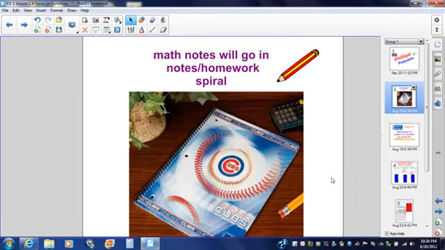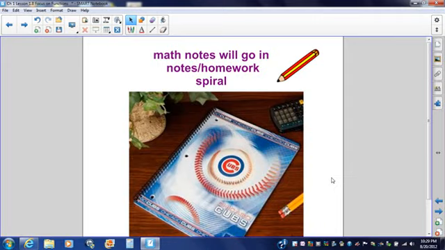Please grab your spiral that you would be doing your notes and homework in. And no, the crazy math teacher has not forgotten about homework. At some point in time, we will be doing homework. Just haven't gotten around to it yet. But for today, grab your spiral for your notes.